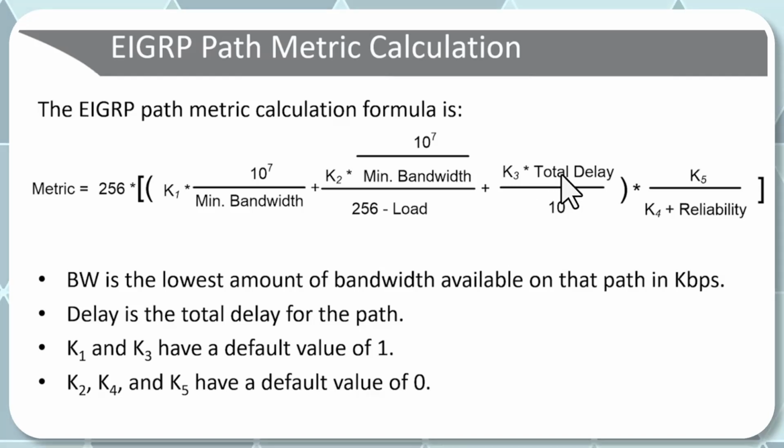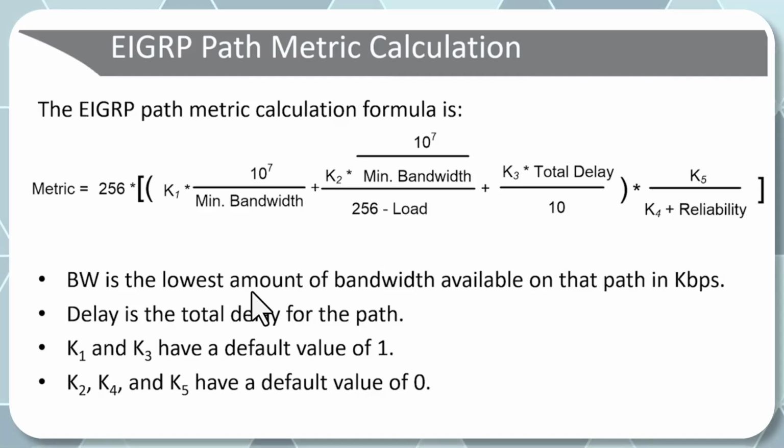And K3 into total delay upon 10, and how delay will be calculated we will also tell. And K5 upon K4 plus reliability. Now reliability means which link you are using, a serial link or an Ethernet link. So this is the formula basically, which depends on bandwidth, delay and reliability and different K values.